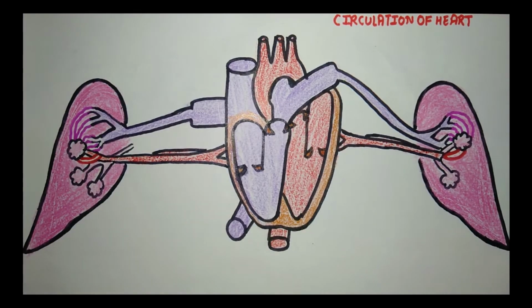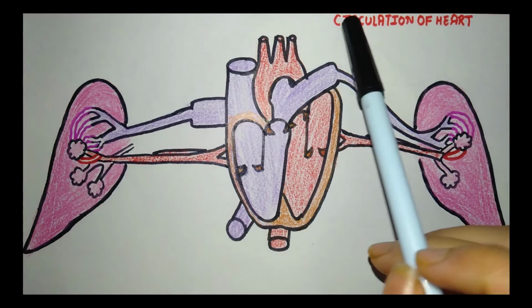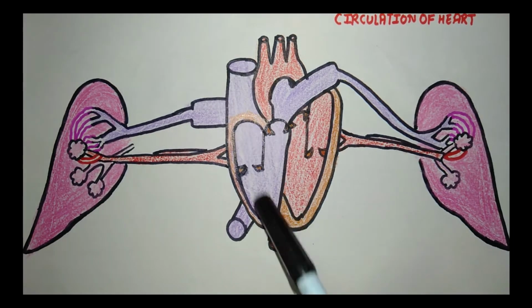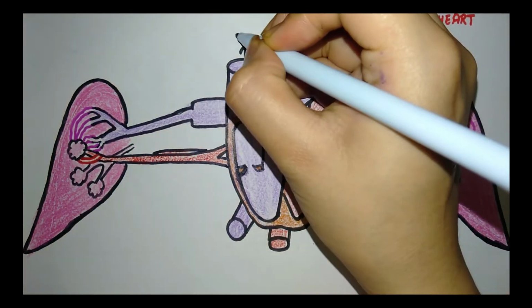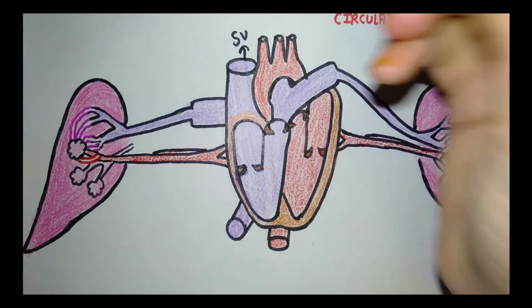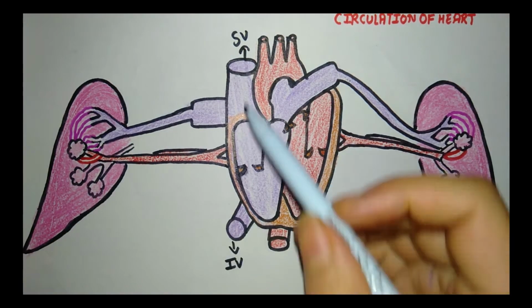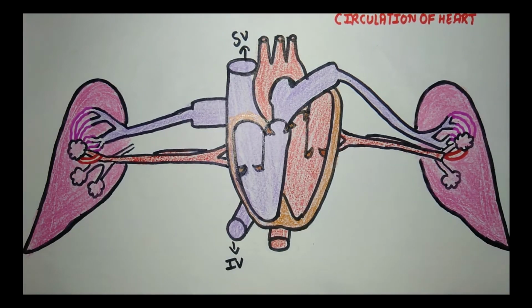In the previous video we have already discussed the parts of the heart. In this video today we are going to talk about the circulation of the heart. Let's start from this part here. As we have already discussed, I will write here the superior vena cava as SV and the inferior vena cava as IV. Let's start from the superior and the inferior vena cava and forget about the rest of the picture.